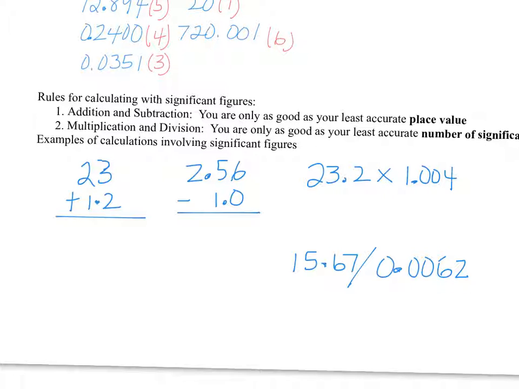All right, when we do the math on the first one, what do we get? Okay, we get 24.2. If we follow the rule, what does my answer have to be? Exactly. Least amount of decimal places, so my answer has to be 24, because 23 is to the ones place. There are no decimal places, so that would be least accurate.